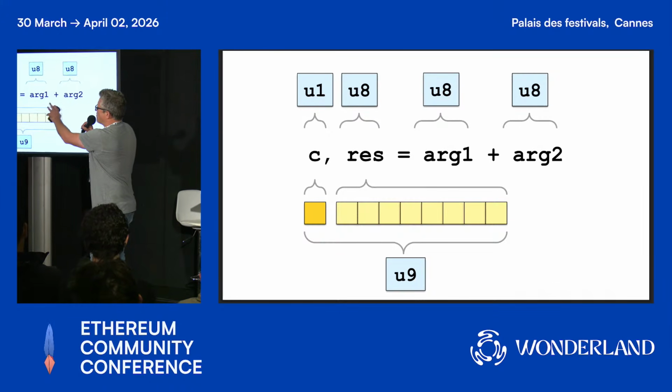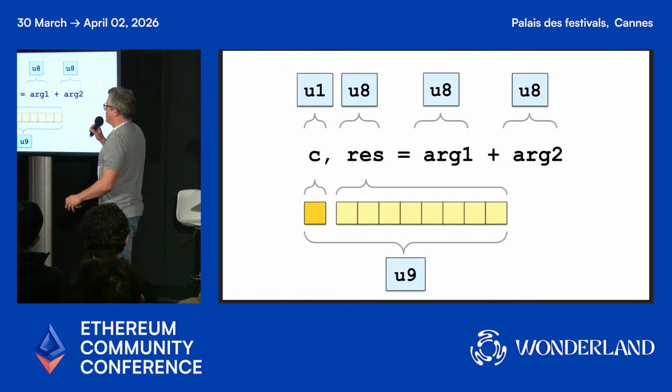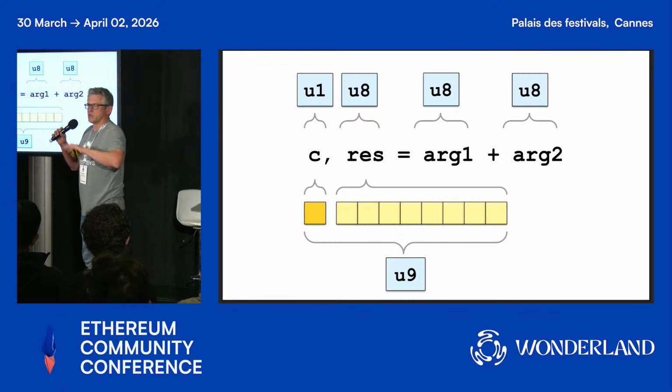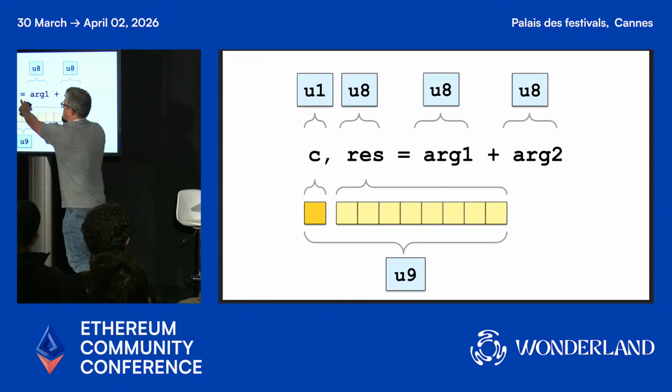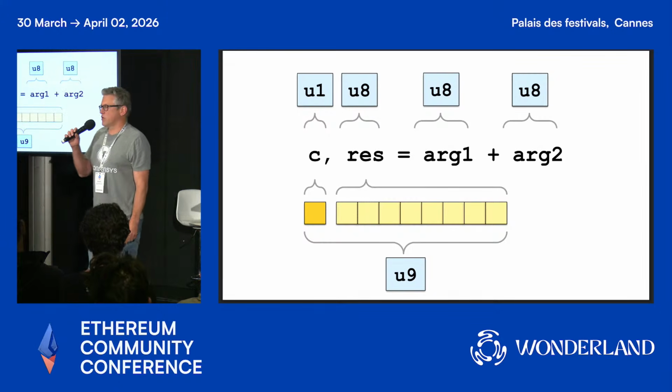It doesn't really matter how we divide it. It doesn't have to be U8, U1. You could do it differently however you wanted. You could just make res a U9, for example, if you wanted to do that. Whatever you want to do.